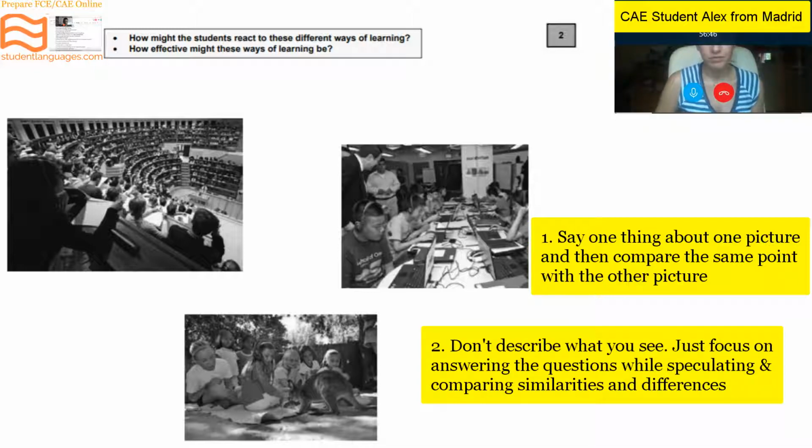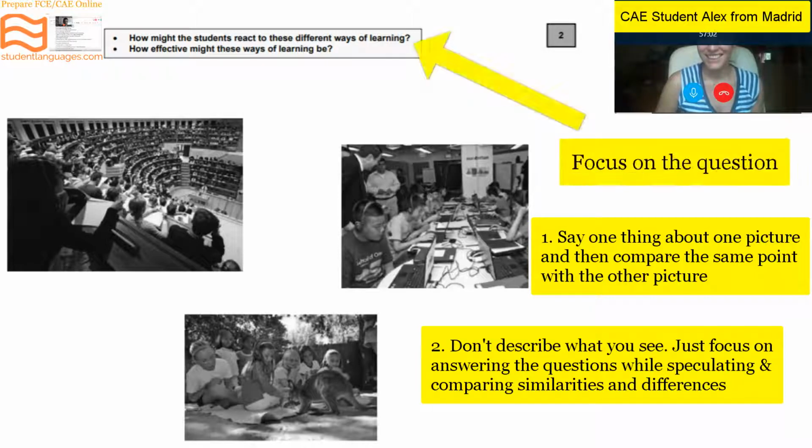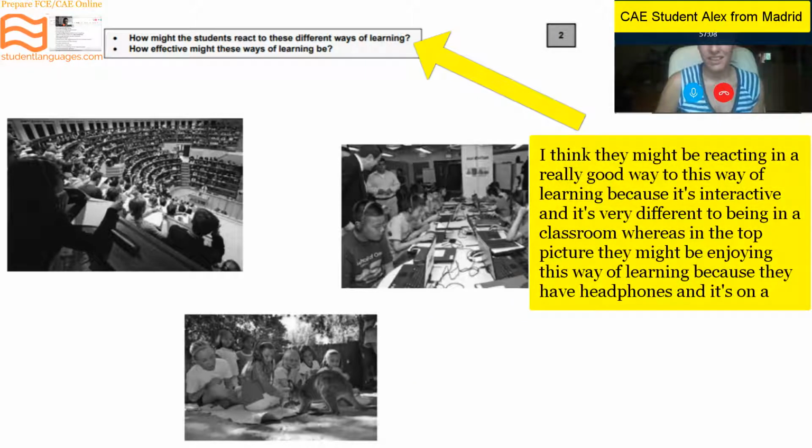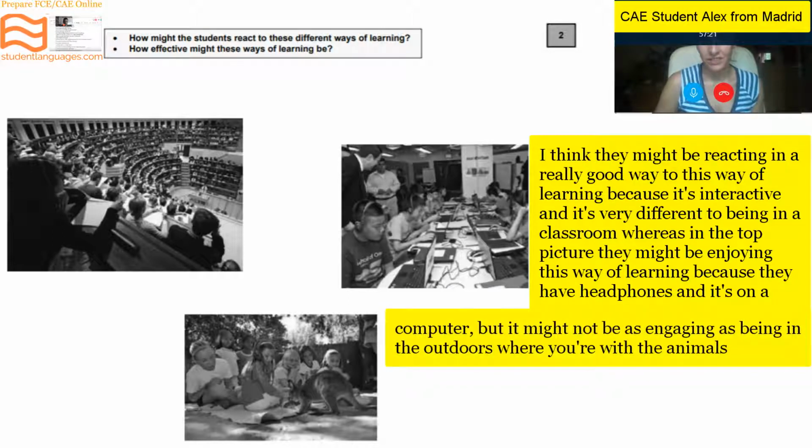So I wouldn't say I can see children sitting outdoors, for example. You can say, children might be learning outdoors with the teacher, or how would you say that? I would say, how might they react to these different ways of learning? You could say, I think they might be reacting in a really good way to this way of learning because it's interactive and it's very different than being in a classroom. Whereas in the top picture, they might be enjoying this way of learning because they have their headphones and it's on computer, but it might not be as engaging as being in the outdoors where you're with the animals and things like this. Here's an example.